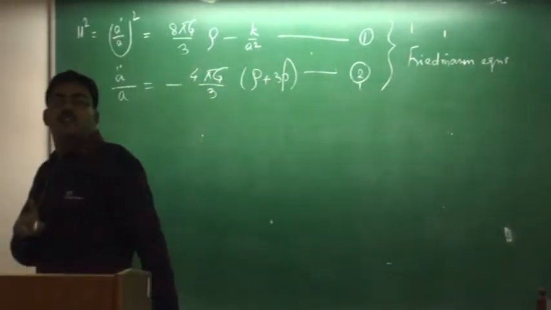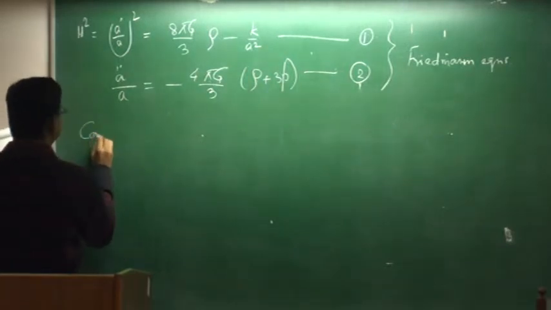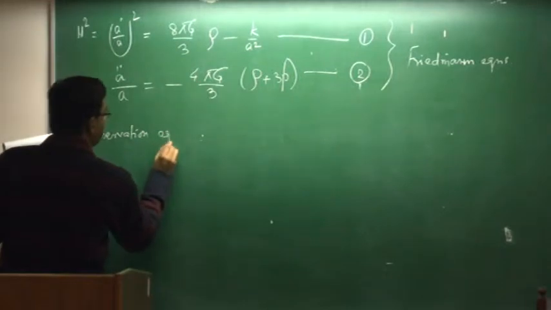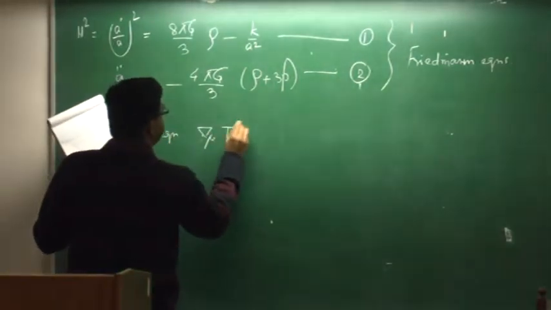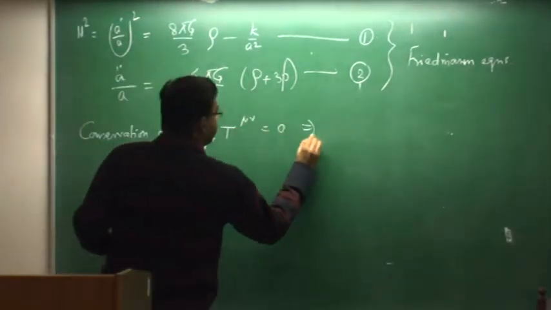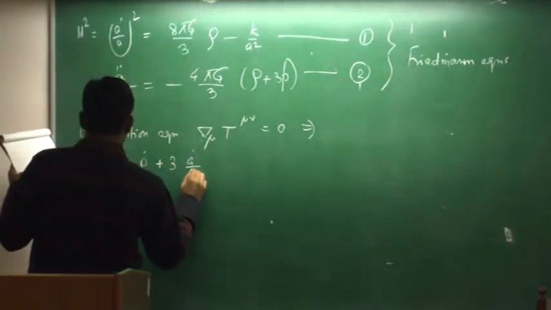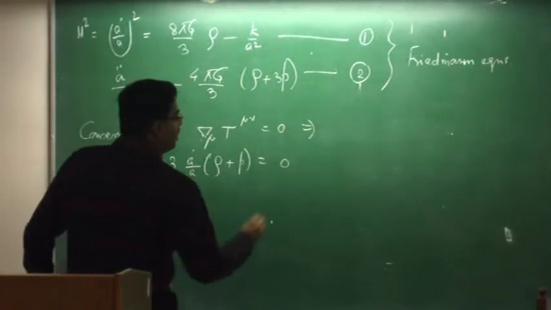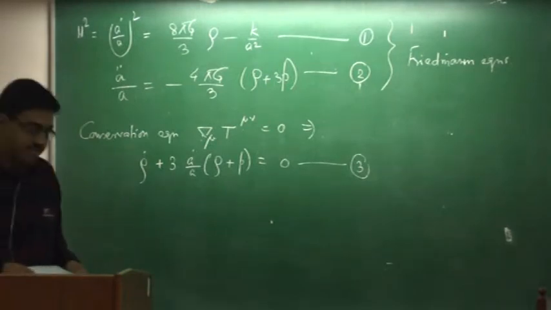On top of that, you have a conservation equation, which is given by grad mu T^{mu nu} equals 0. So this basically gives you rho dot plus 3 k dot by p rho plus p equals 0. So these are the three equations which basically govern your background geometry.